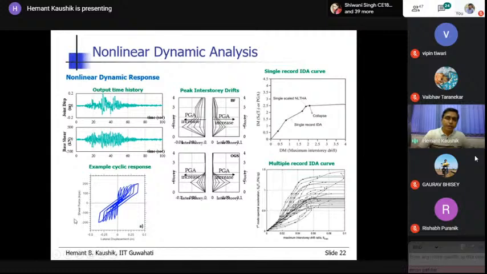Like we did considering the ADRS curve, you have to plot the acceleration quantity on the y-axis and the displacement quantity on the x-axis. That is possible. You can do this, and then you can compare your results with the experimental results also.